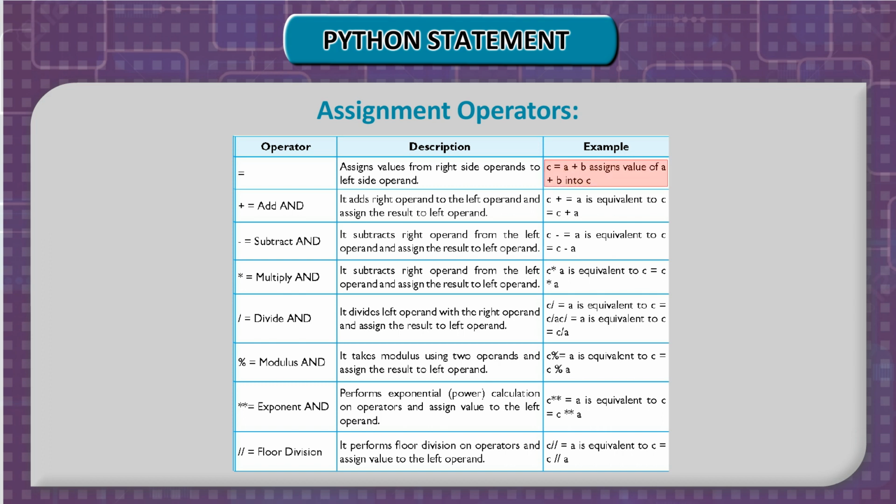c equals a plus b assigns the value of a plus b into c. c plus equals a is equivalent to c equals c plus a. c minus equals a is equivalent to c equals c minus a. c times equals a is equivalent to c equals c times a. c slash equals a is equivalent to c equals c slash a. c percent equals a is equivalent to c equals c percent a. c double asterisk equals a is equivalent to c equals c to the power a. c double slash equals a is equivalent to c equals c double slash a.